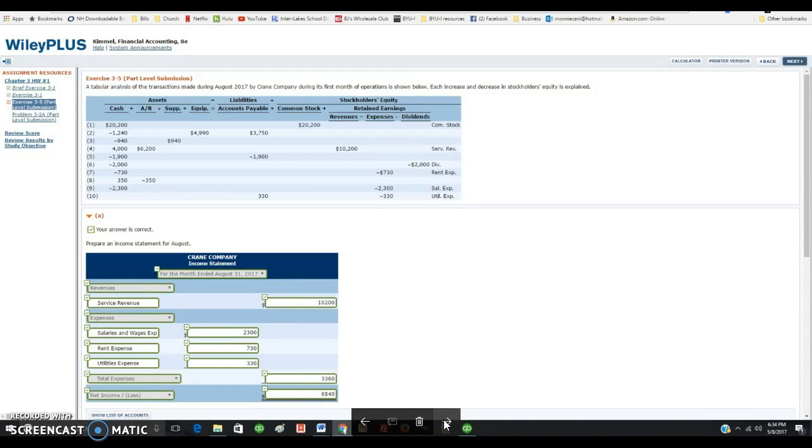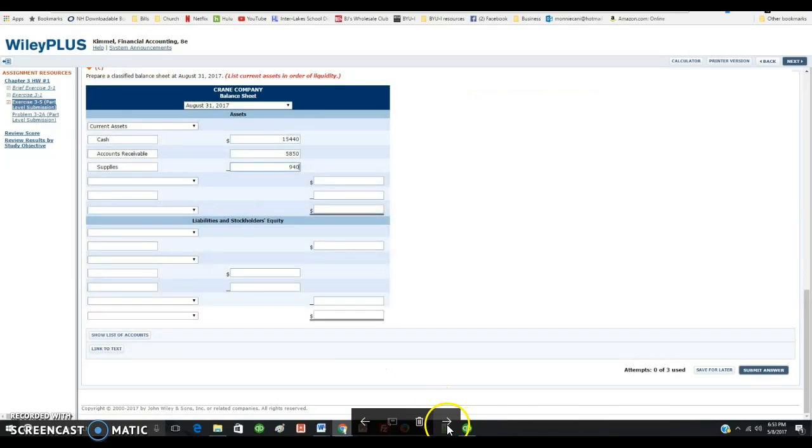Next item is supplies. Again, we'll go up to the top and we notice that we have $940 in supplies for our assets. So we add that in right here. Our total current assets is these three numbers added together for 22,230.